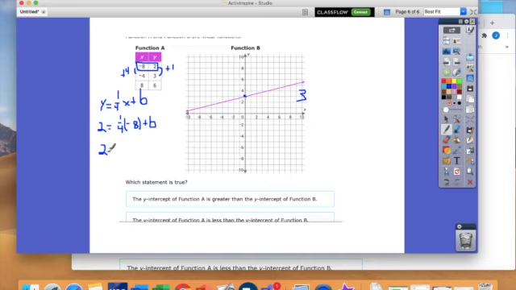Okay, let's add 2 to both sides. Plus 2, plus 2. So this b would equal 2 plus 2, 4. Okay, so this y-intercept would be 4 over here. So the y-intercept of A is greater than the y-intercept of B.